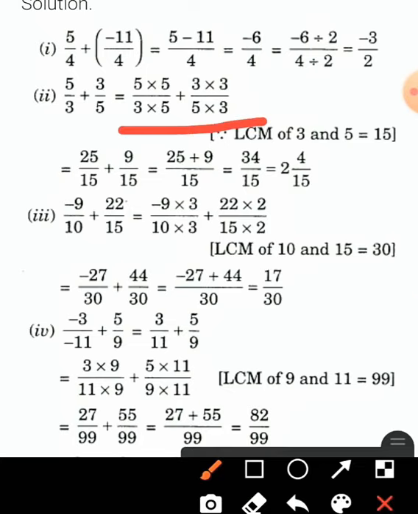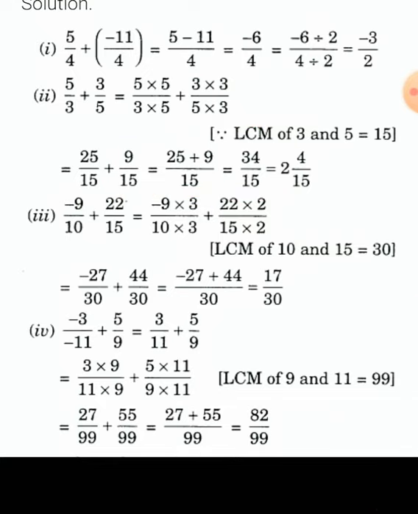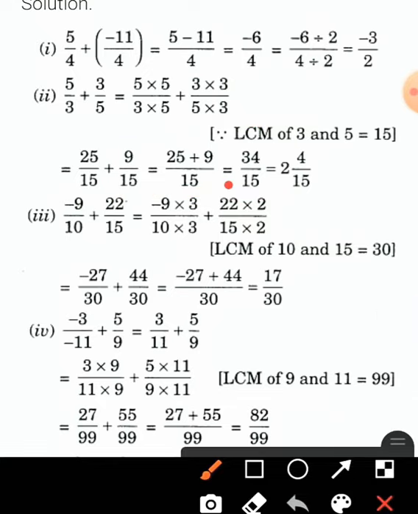So now after multiplying, what will be our new fraction? Here it will be 5 5s are 25 upon 15 plus 9 upon 15. Now the denominators are same, 15 and 15. So we can add up the numerators. So 25 plus 9 whole upon 15 will be 34 upon 15. So 34 upon 15 is your final answer.